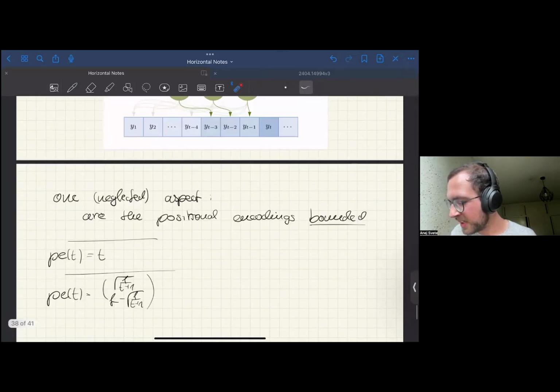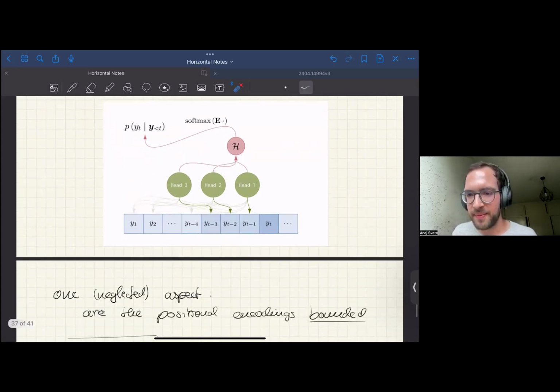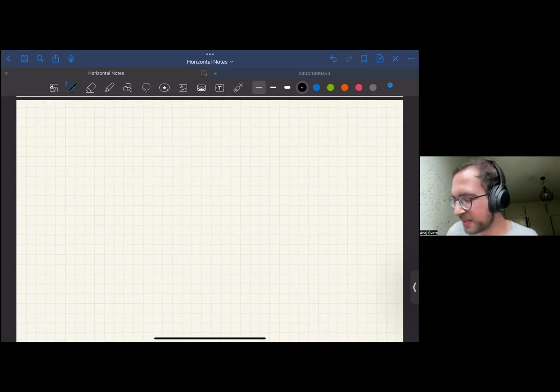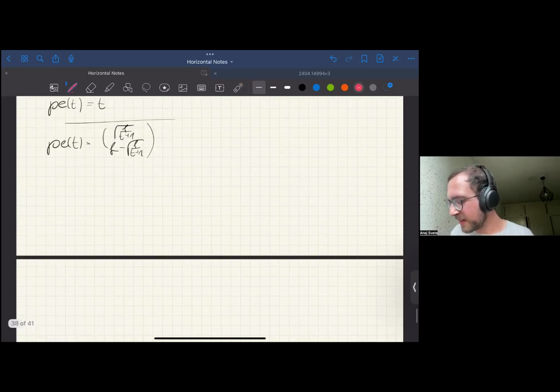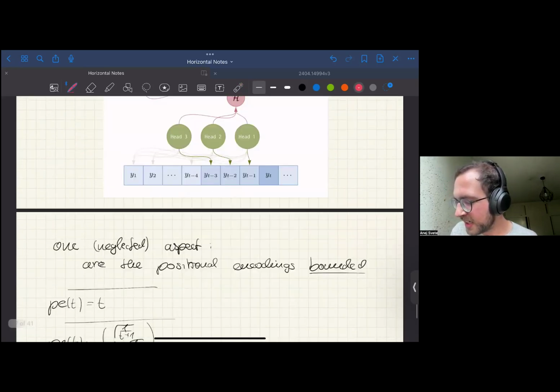To zoom out a bit, this was answering the question of how hard attention transformers can express n-gram language models with n-1 heads, where each of the n-1 heads just has its own parameters and does its own thing. Are there any questions so far? Okay, good.